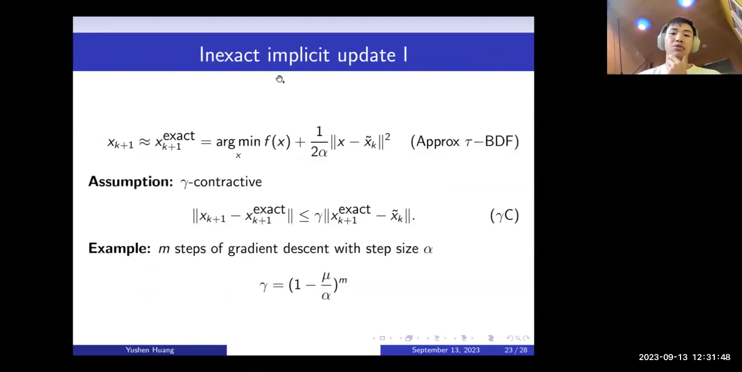So for the inexact implicit update result, we will require this gamma-contracted condition, which is basically that the difference between the approximate solution of that update and the exact solution is smaller than the difference between the exact solution and this linear combination of the previous iterates. An example of that is that you try M gradient descent steps on this implicit update to approximate this minimum, which will guarantee you gamma-contracted.